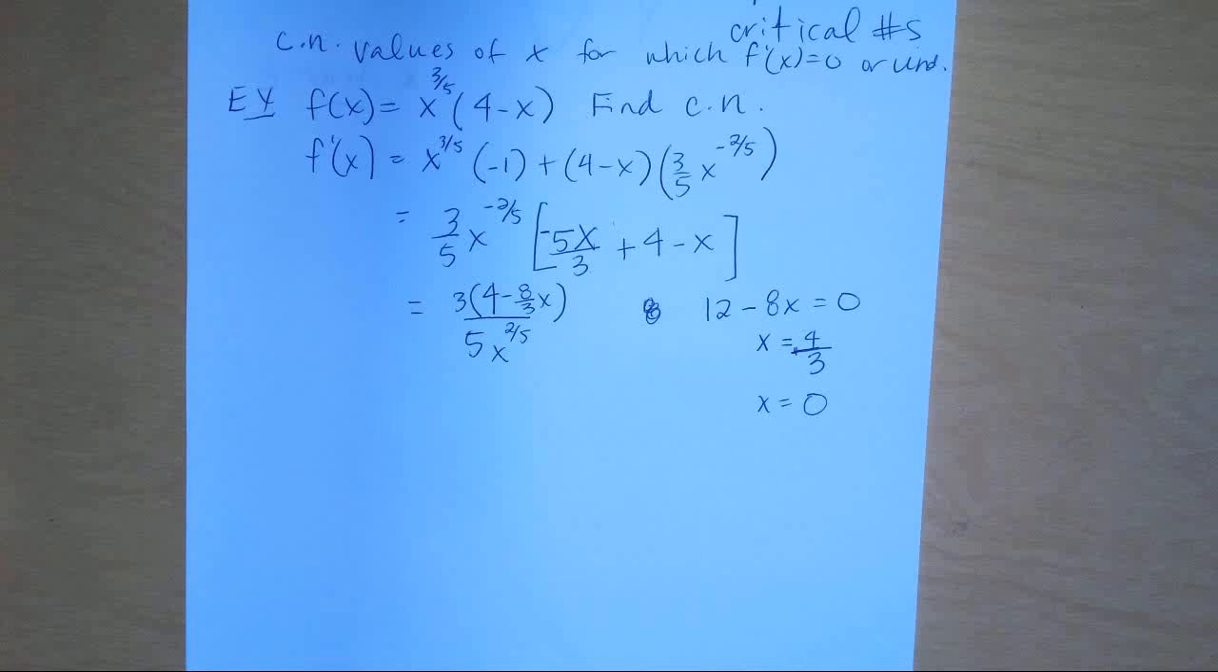Good. Those are our critical numbers. x equals 0 and x equals 4/3. And we're not actually taking this any further yet. We're not actually checking to see if it's a max or a min or anything. All we're trying to do is find the critical numbers. Are we good? Let's do one more example.